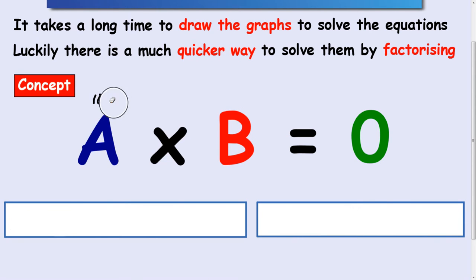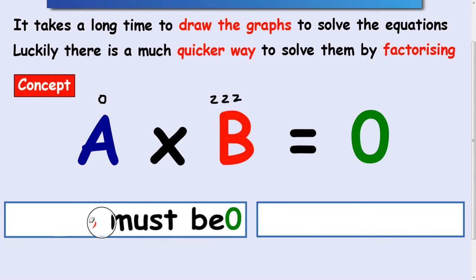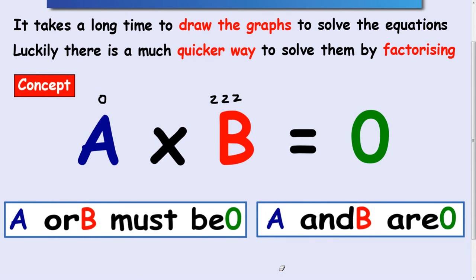And the same in another sense, if A was equal to 0, as long as you kept A as 0, B could be anything, 222, but 222 times 0 is 0. So it works out, as long as A or B are 0. So A or B must be 0, A and B can both be 0.